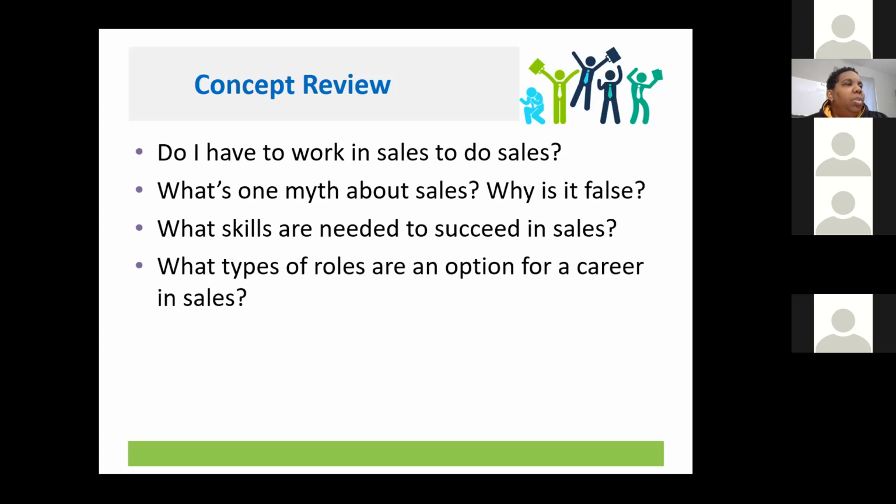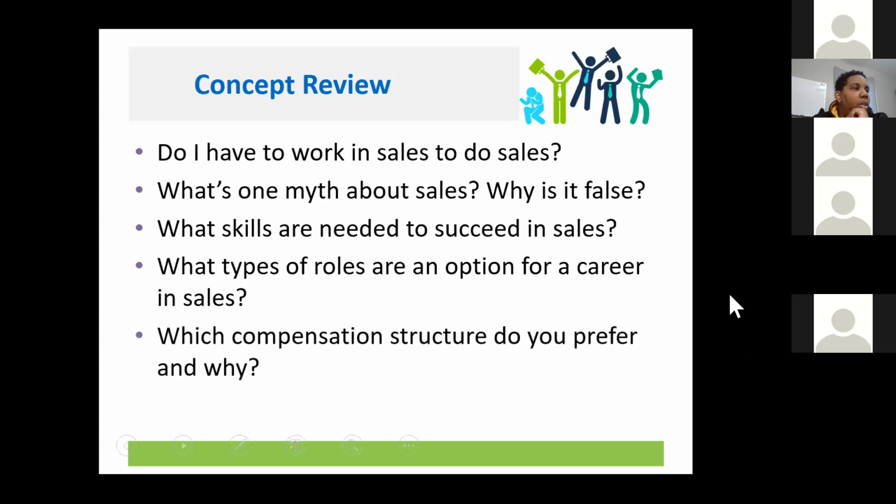What types of roles are options for a sales career? Let's go to Adam for this one. So you could be just a general salesman. Like I think of insurance. That's one of the roles that I think of. Yep. So something like an account manager or a strategic account manager. Those are two other ones. All right, I'll take it.